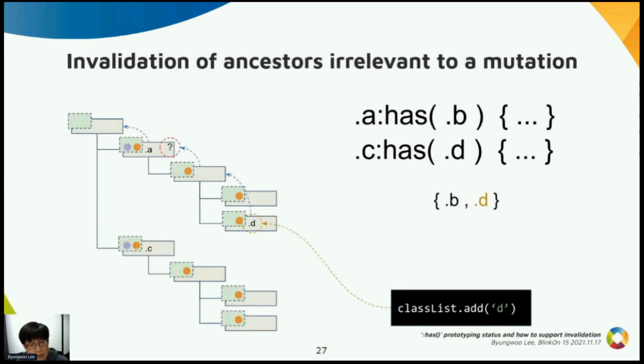After we apply those, we can think about this case also. If we have multiple style rules using hash, we can invalidate an ancestor which is irrelevant to a mutation, even if the mutation and the changed element are affecting hash. The reason is that the features from the argument don't have any details about the relevant ancestor condition.